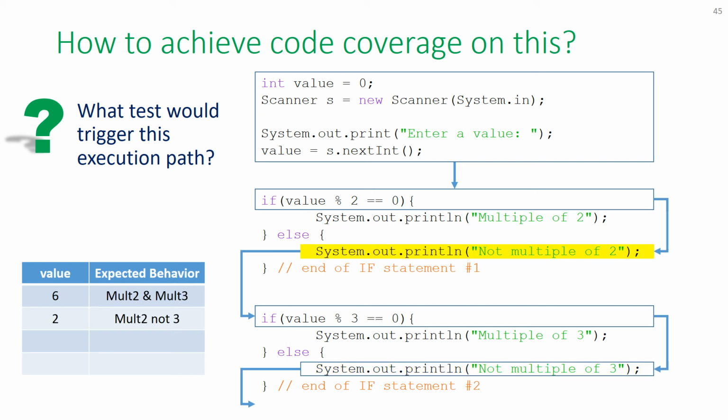That's how you come up with a list of tests to make sure that your code behaves the way it should behave, right? So next one, I want to execute the yellow part, and then I want to execute still the second half of the second if statement, the else. So I can use 5.